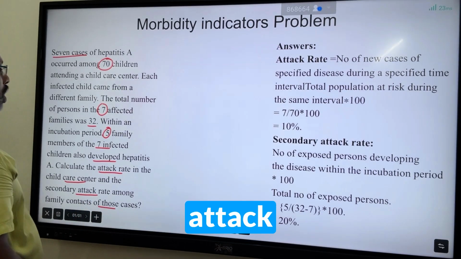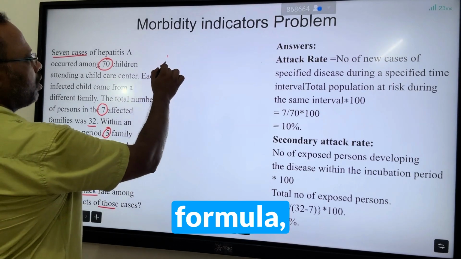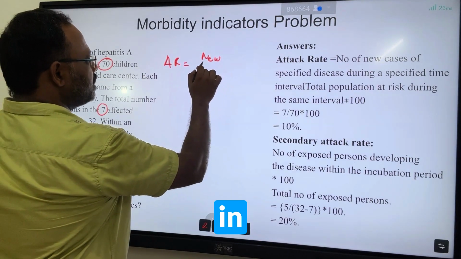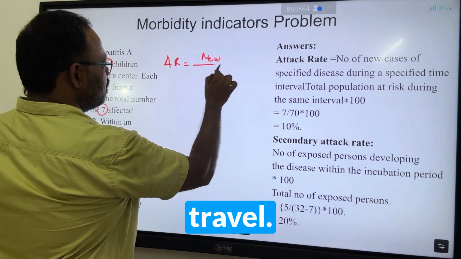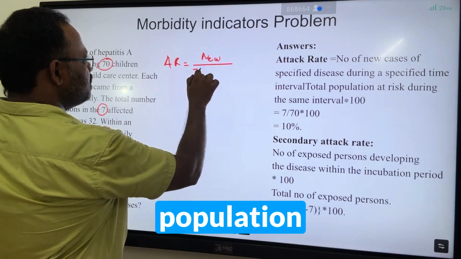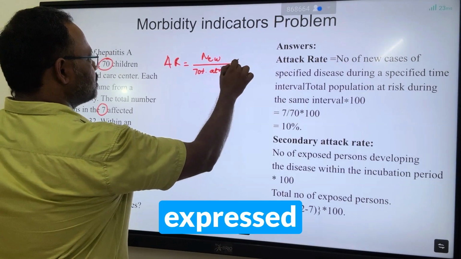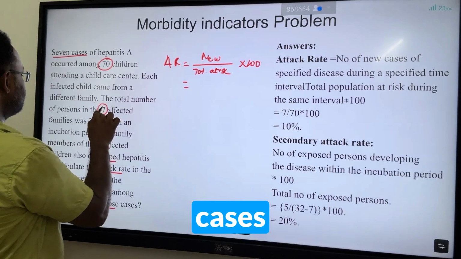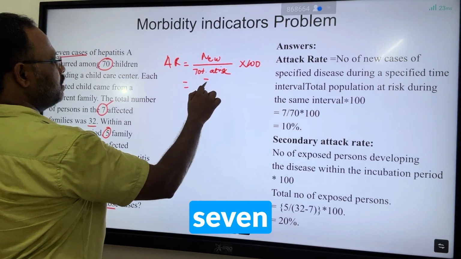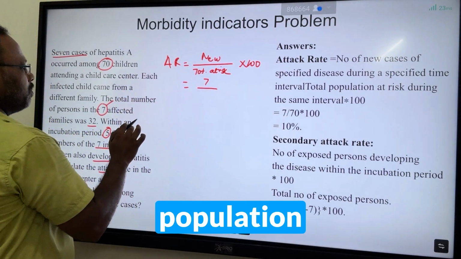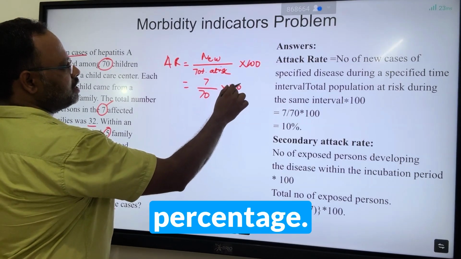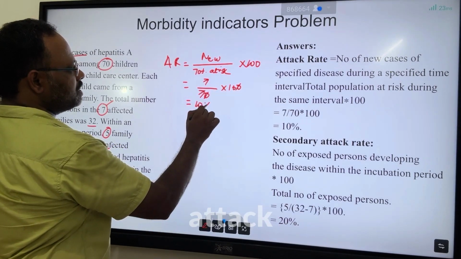Now calculate the attack rate in the child care center and secondary attack rate among the family contacts of those cases. So attack rate is given by the formula: the total number of new cases due to the disease in the specified time interval divided by total population at risk, expressed in percentage. So we have the total number of new cases as 7 divided by the at risk population of 70, expressed in percentage. So it is 10% attack rate.